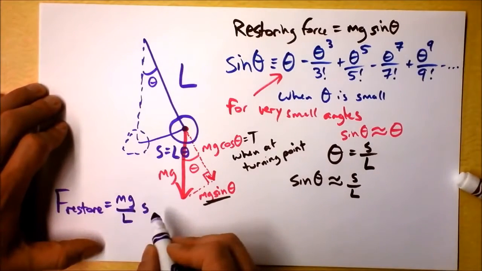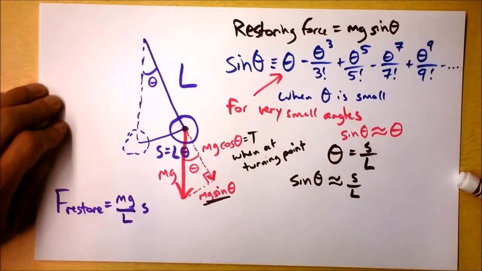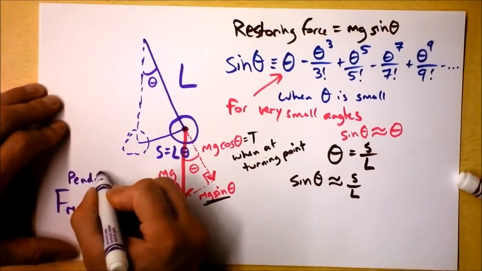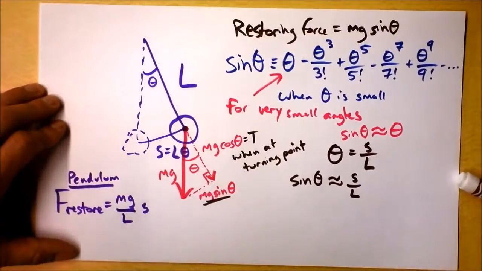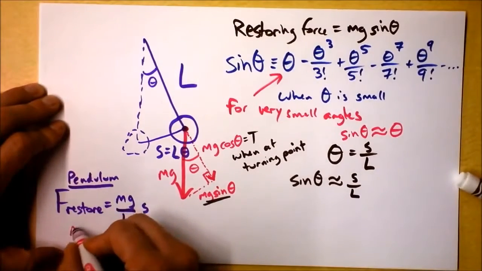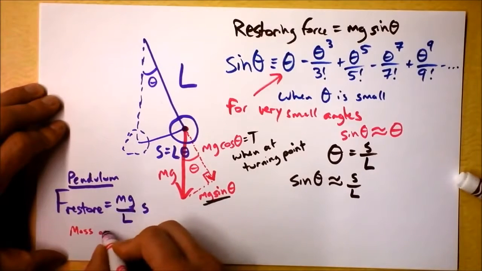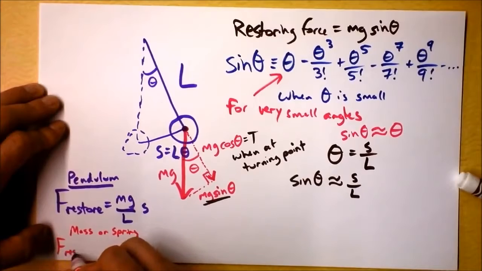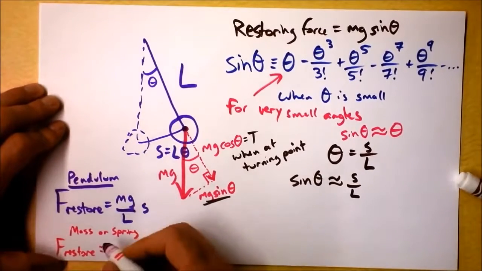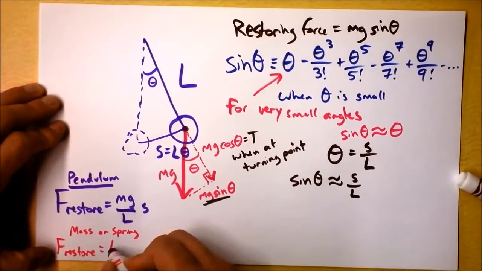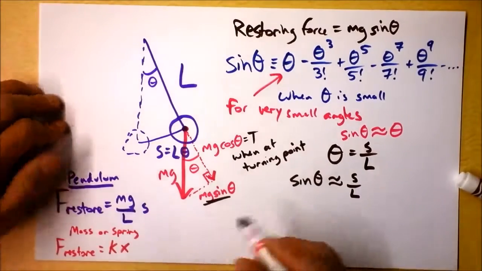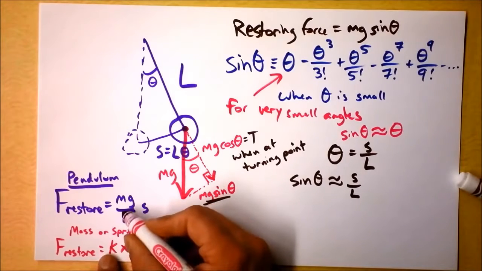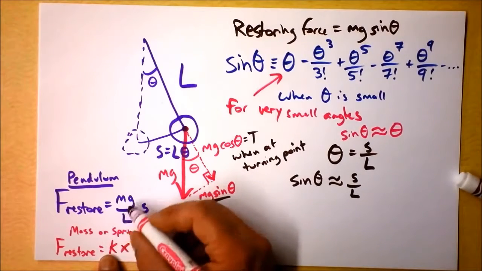And this restoring force has a similar form. This is the restoring force for a pendulum and for a mass on a spring. The restoring force is very similar form. F restore, I'm not talking about which direction it is, I'm just talking about magnitude. It's the spring constant times x. So both of these have a displacement times some resistance to being screwed up, right?